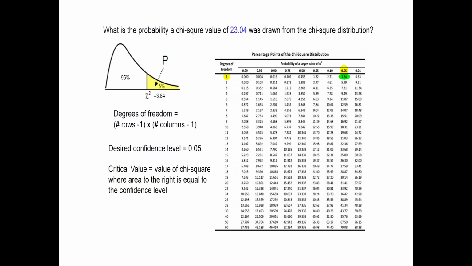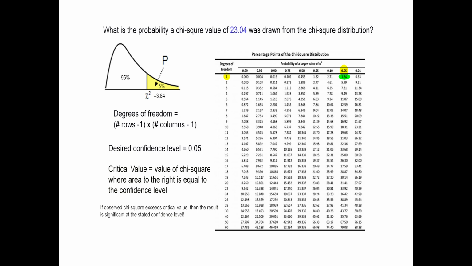So here we see that our value of 23.04 greatly exceeds our critical chi-squared value of 3.84. That means the probability of drawing a 23.04 from the chi-squared distribution is going to be much less than 5%. So, in this case, or any case where the observed chi-squared value exceeds the critical value from the table, we would say the result is statistically significant at the stated confidence level.